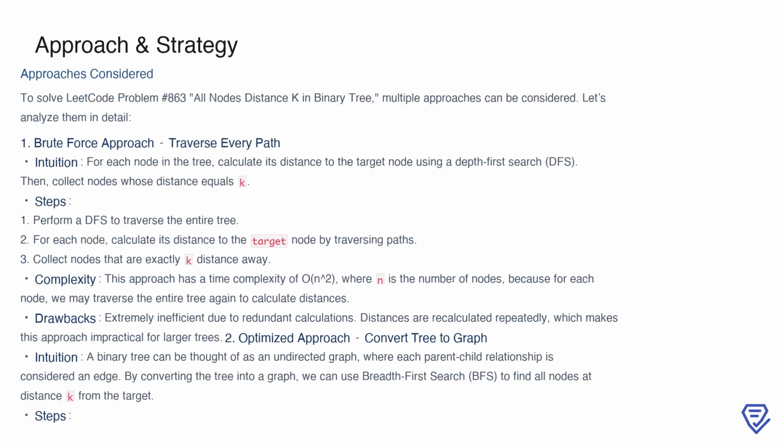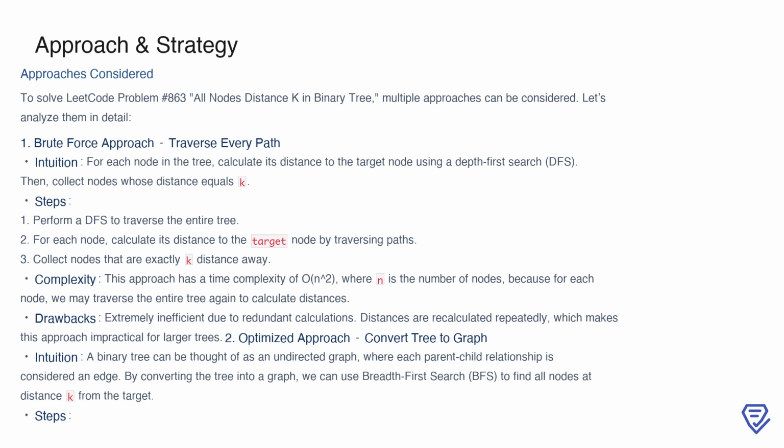To solve the problem of finding all nodes at a distance k from a given target node in a binary tree, there are several approaches we can consider, each with its own strengths and weaknesses. One straightforward method is the brute force approach. The intuition behind this strategy is to calculate the distance from the target node to every other node in the tree. Using a depth-first search, we can traverse the entire tree and, for each node, determine its distance to the target. Once we have the distances, we collect the nodes that are exactly k distance away.